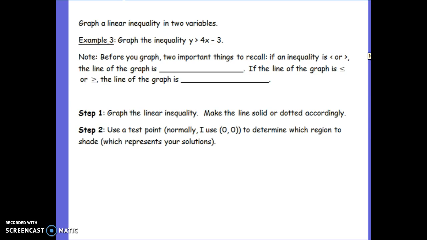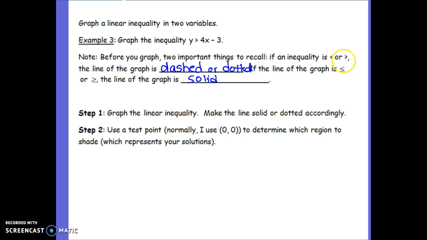Moving on, if we go to graph linear inequality in 2 variables, we're going to look at this inequality. Before you graph, there are 2 important things to recall. If an inequality is less than or greater than, then the line of the graph is dashed, or dotted. If the inequality is less than or equal to or greater than or equal to, the line of the graph is solid.